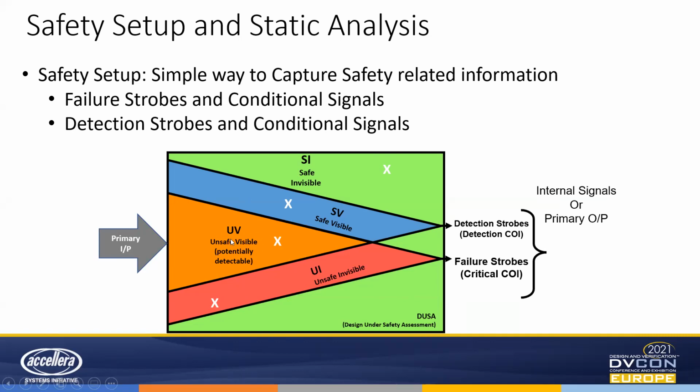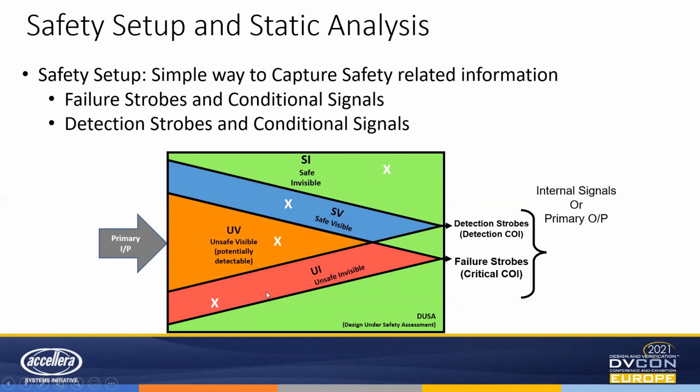Next of interest is UV, which can be detected and is also violating the safety goal. So UV is the potentially detectable fault. SV, as I mentioned, is where the fault is occurring in the safety mechanism, so unless there is another fault, this is not going to violate the safety goal. We mark them as safe visible. These are the faults which need to be considered for multi-point faults, where in combination they can violate. But right now, for us, this is not of interest.